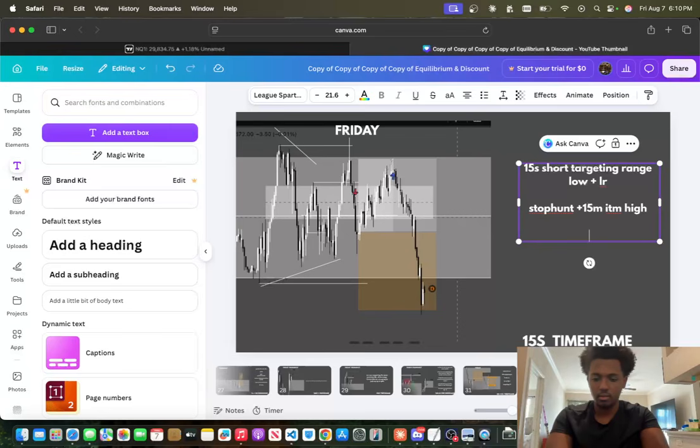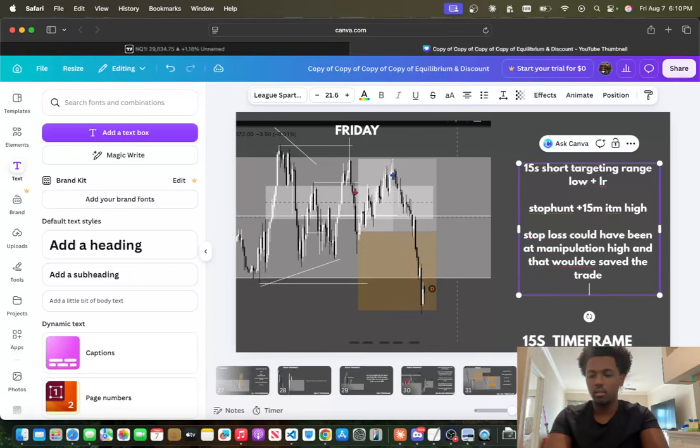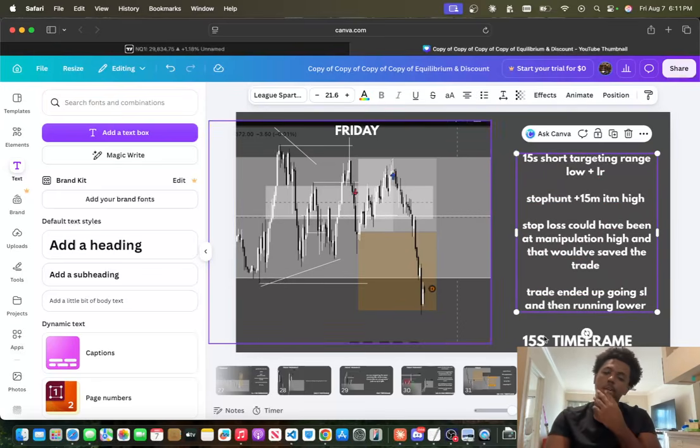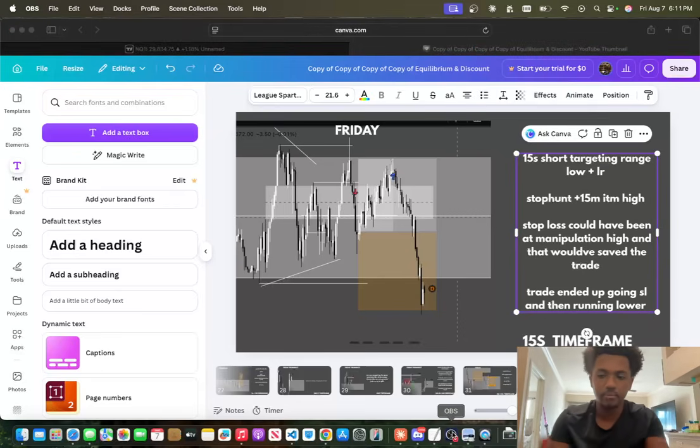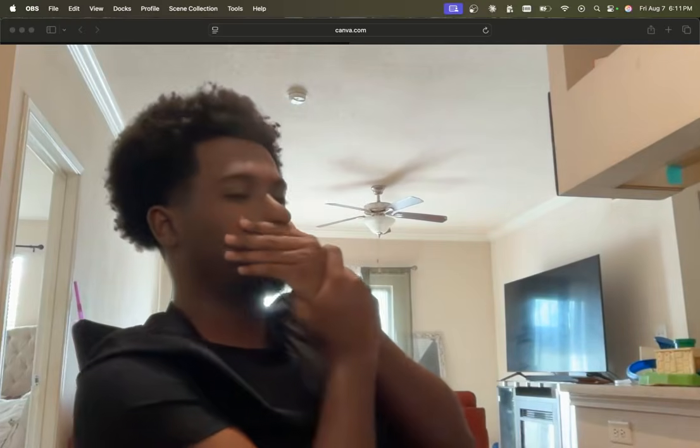And the stop loss could have been at the manipulation high, and that would have saved the trade. Trade ended up going BE, or stop loss and running lower. Cool. So that's all right here, right? And yeah, that's pretty much it, right? That's all you have to do when you're reviewing, right?